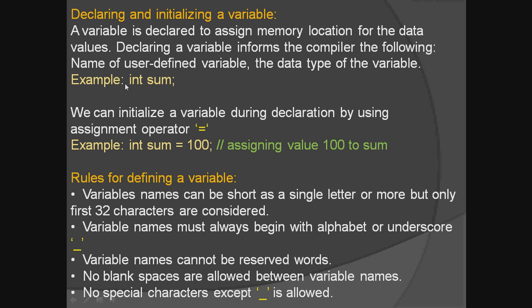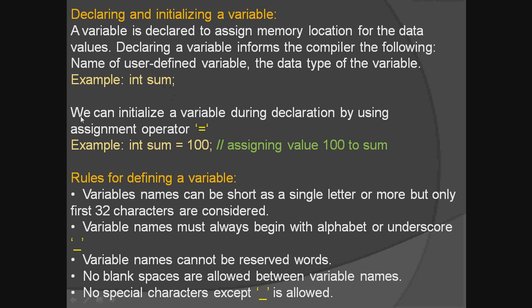Like here, int sum, so this is declaring. It tells the compiler that you are declaring a user defined variable named sum, and its data type is int, which means that it can store integer values only. Based on that, the compiler will allocate memory. Suppose for integer the size is 2 bytes, so the compiler will allocate 2 bytes of memory for this variable sum, and it ends with a semicolon.